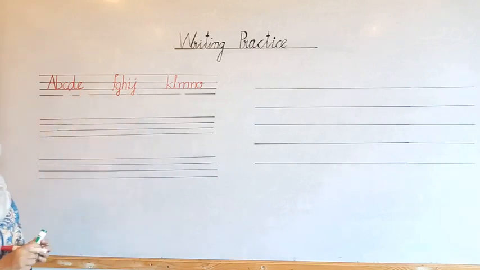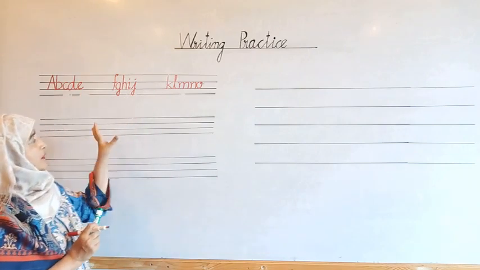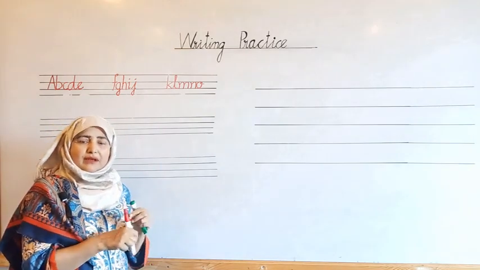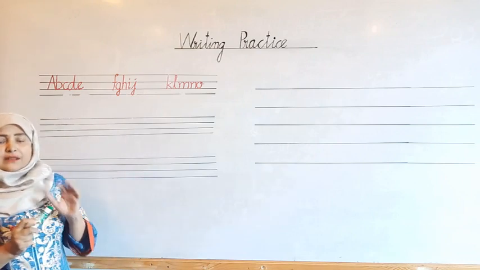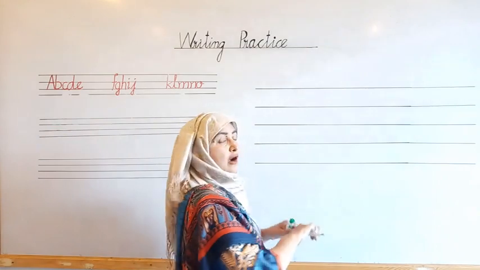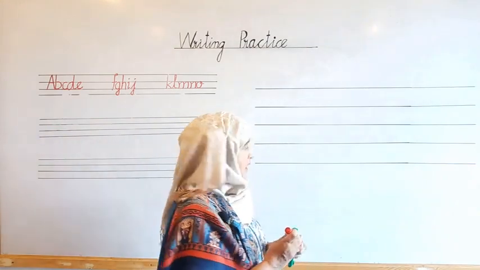There is one way to measure the proper gap between the words, that is your pencil. Put your pencil after every word and check whether you are leaving a proper gap or not. That is the proper gap that should be there between 2 words. Now we'll see how to write on the single line notebook.